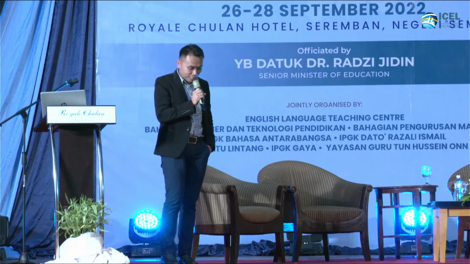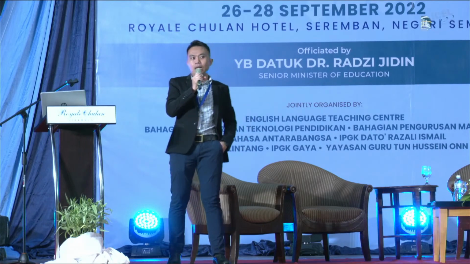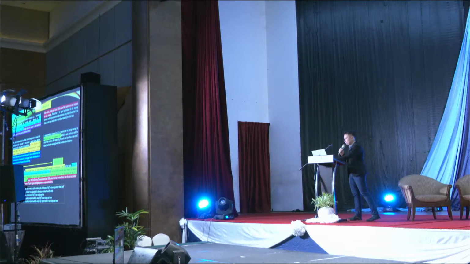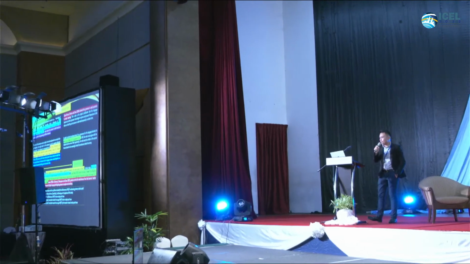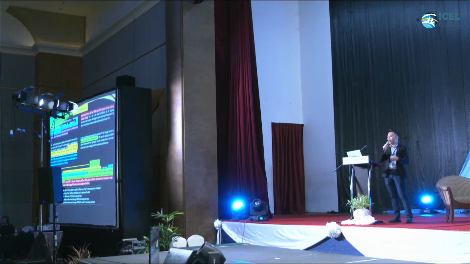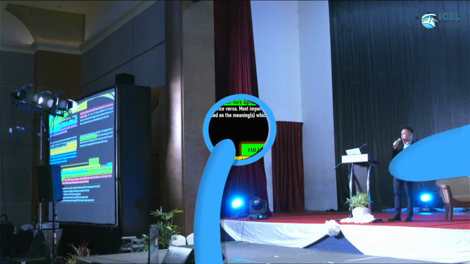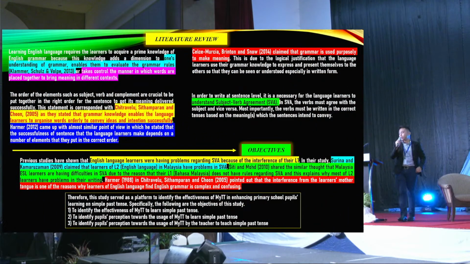All right, so I hope you can see the words there. Sorry, it's very colorful because I love color. For the literature review, as you can see on the slide, learning the English language requires the learners to acquire a prime knowledge of English grammar, because this knowledge adds a dimension to one's understanding of grammar, enabling them to evaluate the grammar rules. This is by Clemmer, Scholes and Verb 2013. And take control of the manner in which words are placed together. We are learning the structure in the sentence.